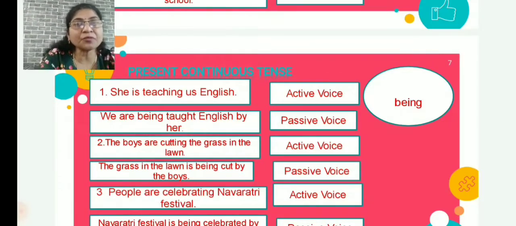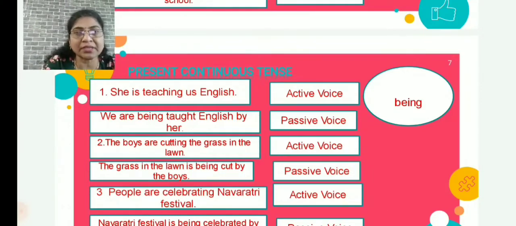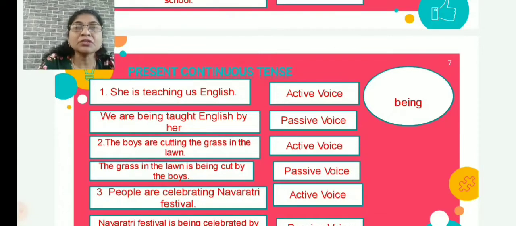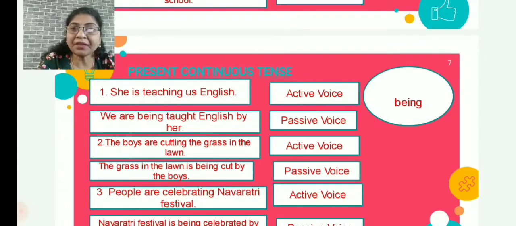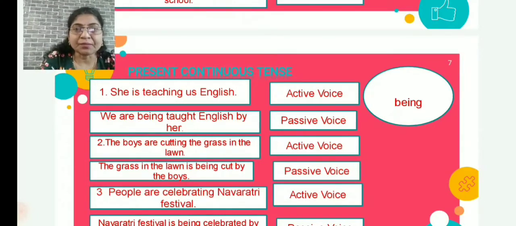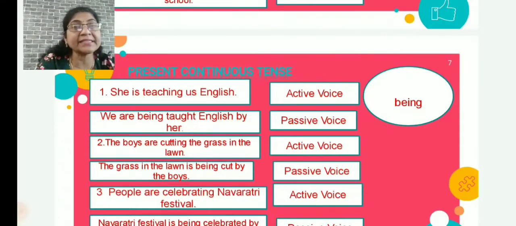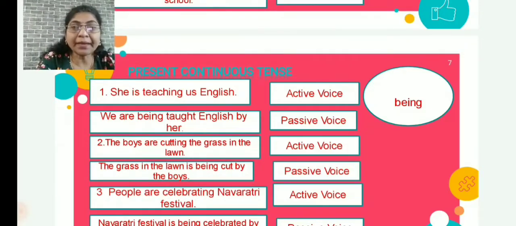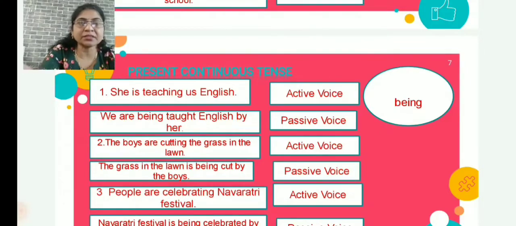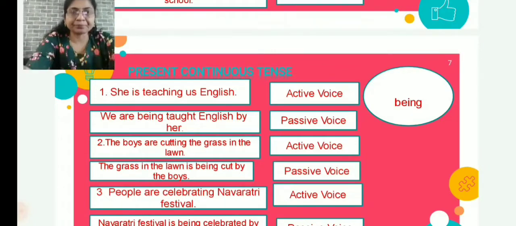So when us comes on the place of the subject, it will change into we, because us is an objective case and we is a subjective case. Then we take are as the supportive verb, because we is plural. So we are being. Now, as it is a continuous tense, if we want to show the continuity in passive, we have to use being taught. Then again the past participle, that is the third form of the verb, is used. Being taught English by her.